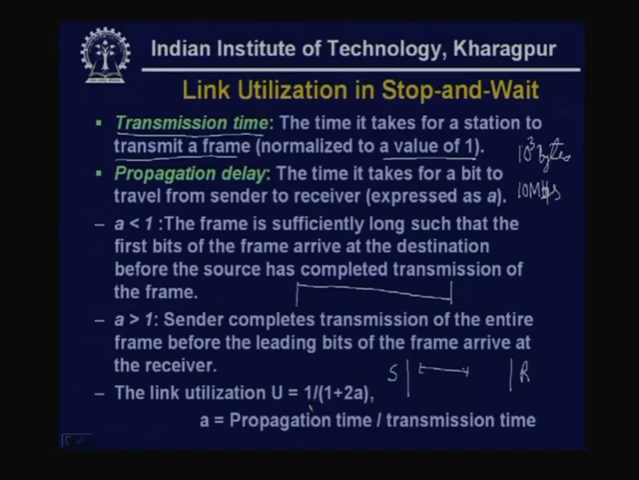And depending on this value of A, which is the propagation time by transmission time, it can be shown that the utilization of the link is equal to 1 by 1 plus 2A. So, you see higher is the value of A, utilization will be poor. On the other hand, smaller is the value of A, utilization will be better. So, whenever we are communicating over a long distance, there is a possibility of inefficient utilization in case of stop and wait flow control. On the other hand, when the propagation time is small, then the utilization will be better.